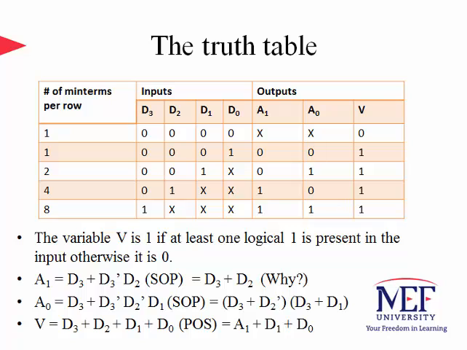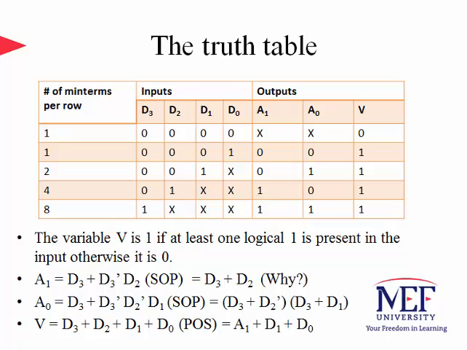Next, we show the truth table that includes all the minterms, where x's in the truth table are don't cares. They could be 0 or 1. The V literal holds the validity bit that turns 1 if at least one logical 1 is present in the input. Otherwise, it turns 0. So we can figure out the Boolean expressions for A1 and A0, these 2 outputs, and the validity literal V as shown in this table.